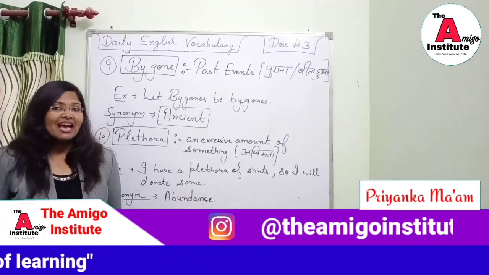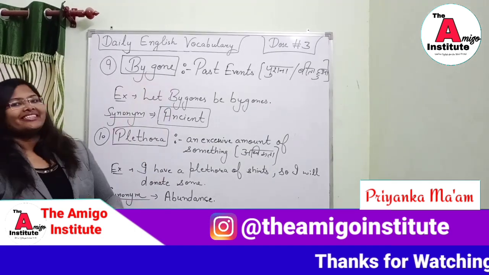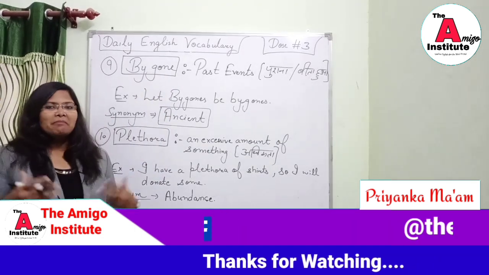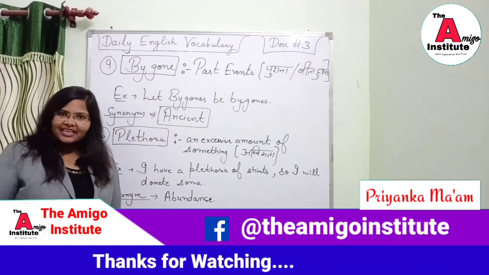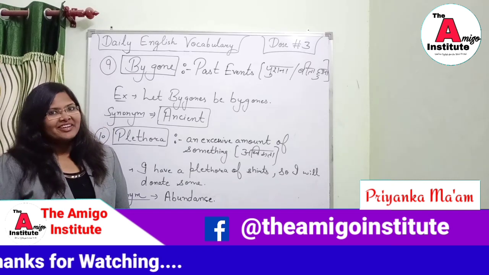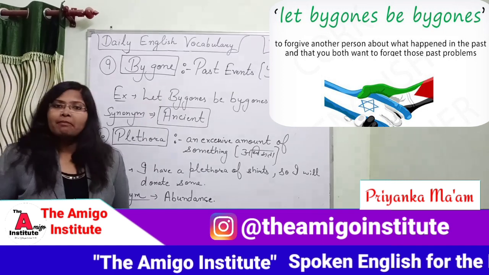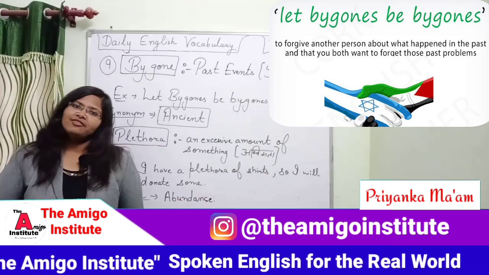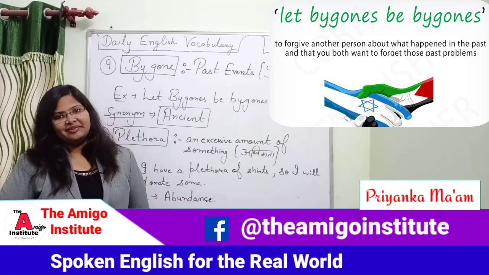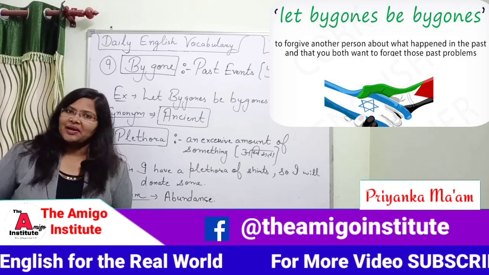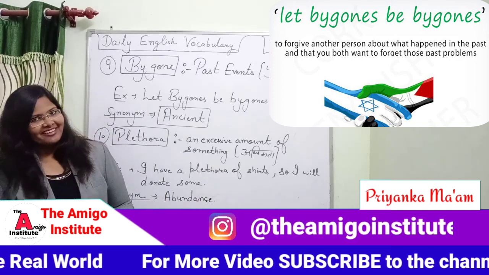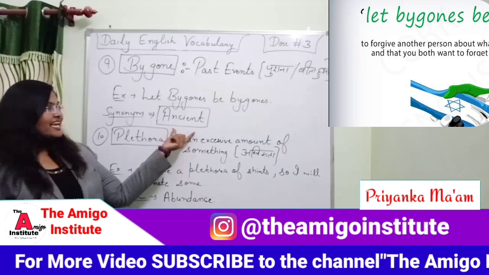Our next vocab word is bygone. Bygone means past events. बीता हुआ या फिर पुराना. Let's take an example, friends. Let bygones be bygones. You all people have heard about this famous idiom. Let bygones be bygones. जो बीत गई सो बीत गई. Its synonym is ancient.